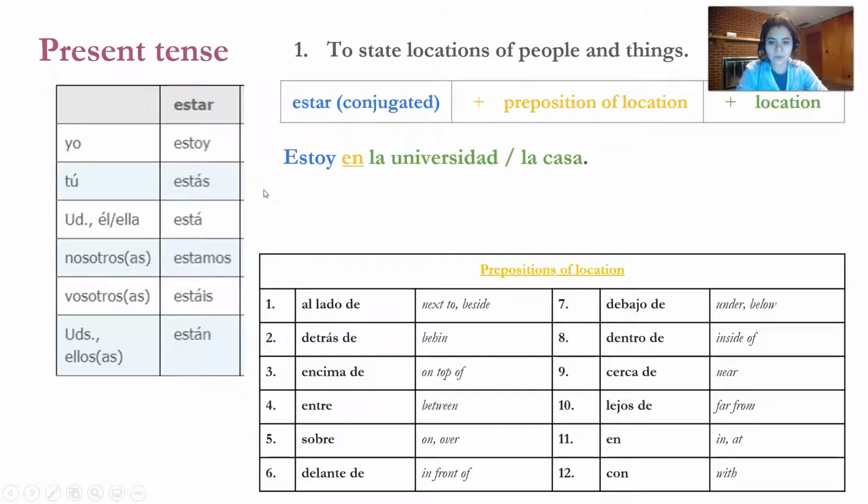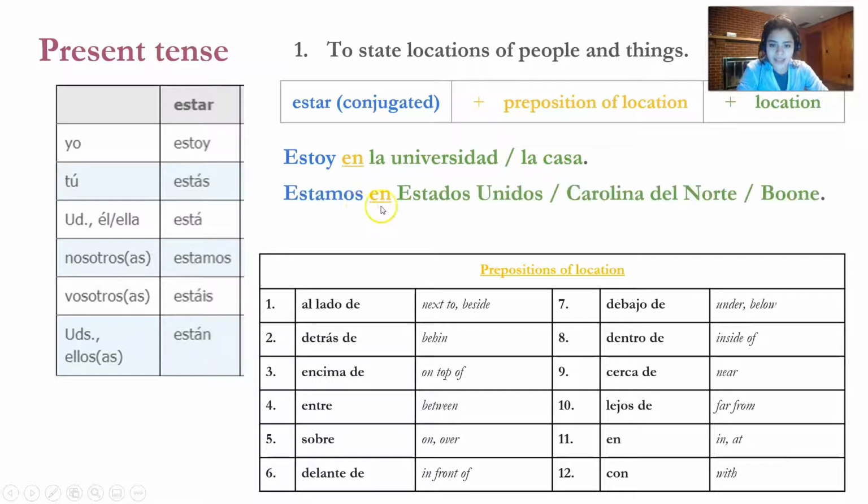So, for example, estoy en la universidad. I am at the university. Estoy en la casa. I am at the house. Estamos en Estados Unidos. Estamos en Carolina del Norte. Estamos en Boone. El libro está encima de la mesa. The book is on top of the table. As you can see, the verb estar is conjugated according to the subject. In this case, el libro is the subject. Then you have a preposition of location and then the location.